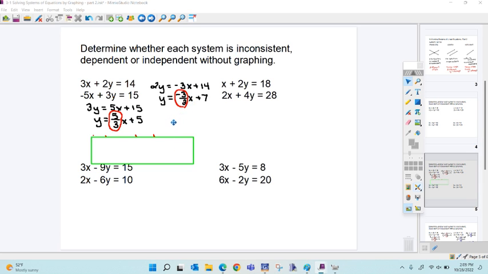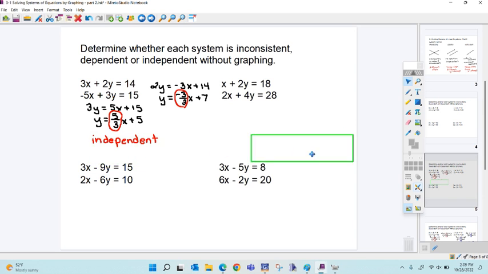Look on the notes. What did we say if they're different slopes? They're independent. It would be intersections. These are different slopes. That means they're independent. They would eventually cross each other somewhere. So they're in the independent category.